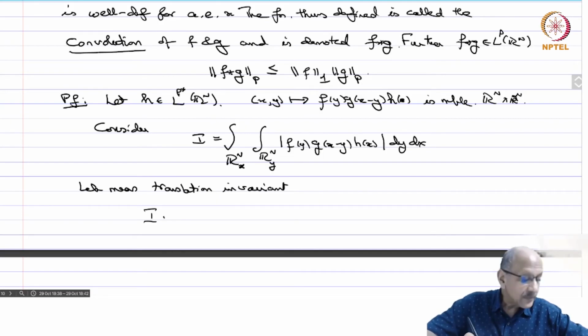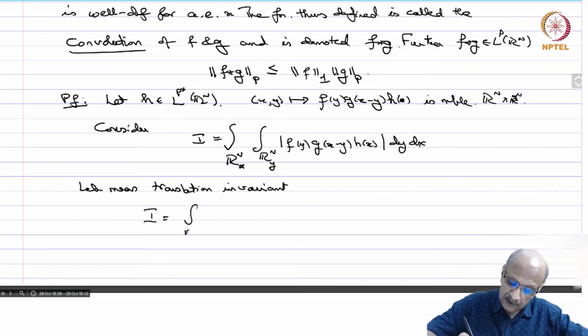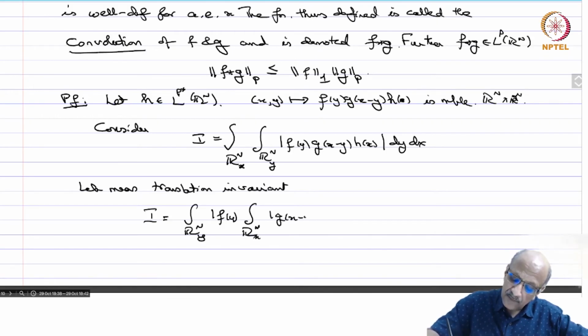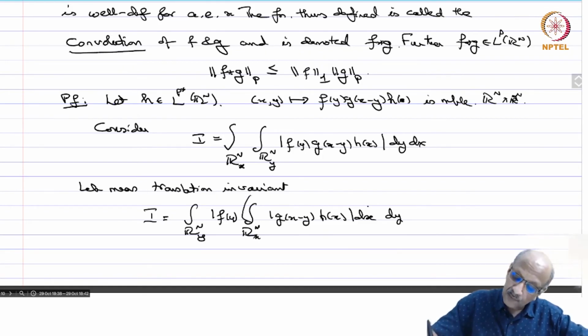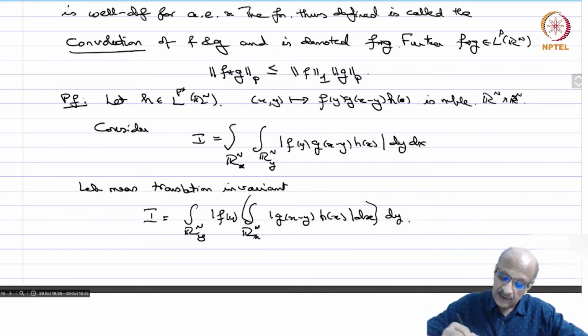So I get I equal to integral over Rn in y of mod f of y, integral over Rn in x of mod g of x minus y, h of x, dx and then dy. Okay, so if you want, you put a bracket like this. So you're first integrating. Now here you have g is in Lp and h is in Lp star.